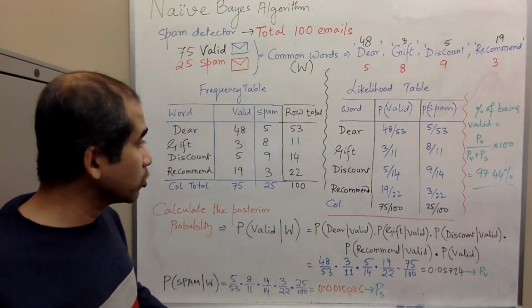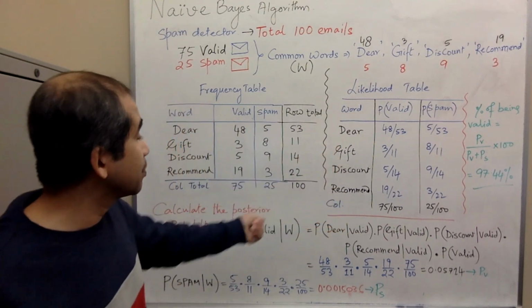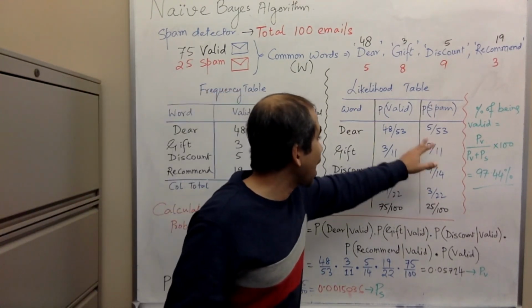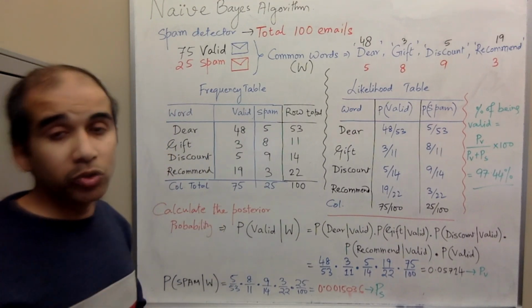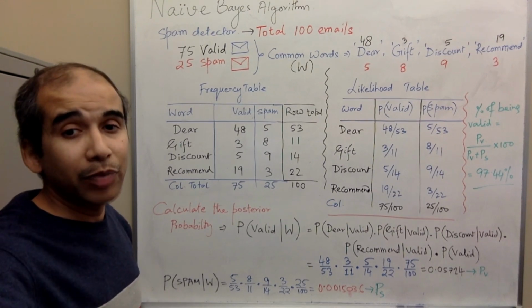And we'll show you that. Let's see what happens if gift and discount are there. Will it be a valid message or a spam message? You can see that the probability of being a spam is higher for these 2 messages. And I'll show you with calculation that if just these two appear, the probability of being a spam is higher than being a valid message.